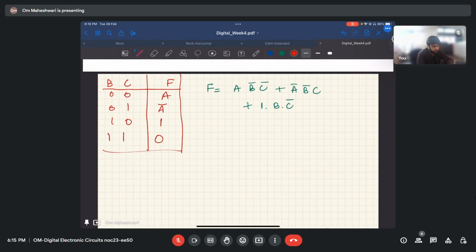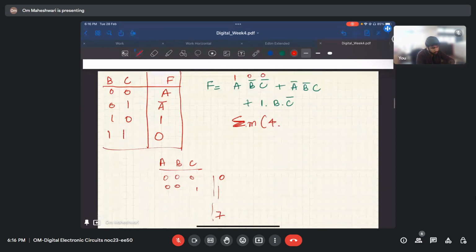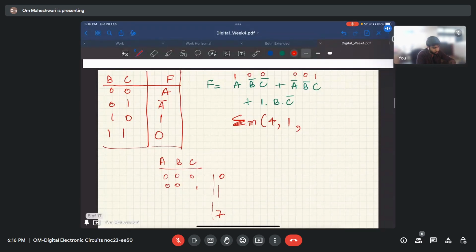So for A, B, C, 0, 0, 0, 0, 0, 1, we know counting will be from 0 to 7, right? That we have to identify what these literals are. So it is sigma m. This is 1, 0, 0. 1, 0, 0 is 4. This is 0, 0, 1, which is 1.